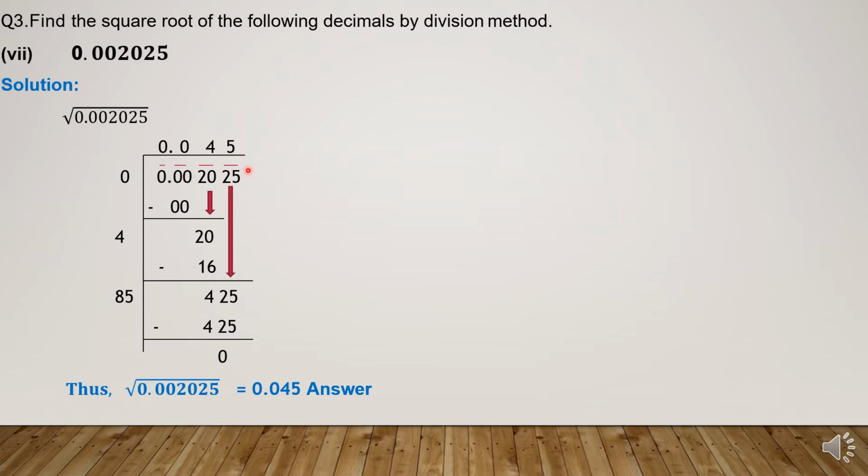How? From right to left or from left to right? Yes, we will make pairs from left to right. From left to right, right after our decimal, we will start making pairs. This is our first pair, this is our second pair, and this is our third pair.